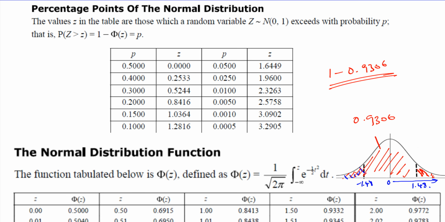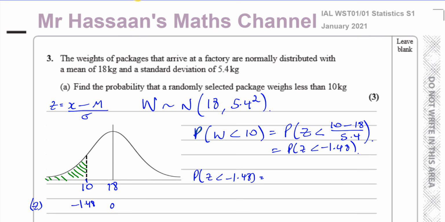So let me just set the working out in a good way, just so that you can see how we can do that. So I know that the probability that z is less than minus 1.48 is the same as the probability that z is greater than 1.48. And the probability of that from our table can be found by doing 1 minus the probability that z is less than 1.48. This is what I can find in my table.